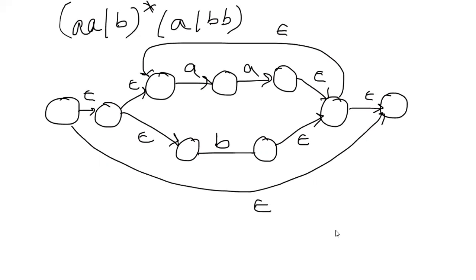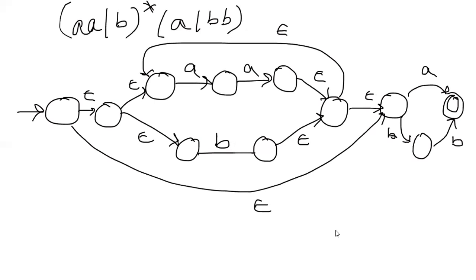And this is to be followed by either A. So either I get A, or I get B followed by another B. So you can see here I'm using a little bit more of my intuition. So this would be the final state and this would be the start state.